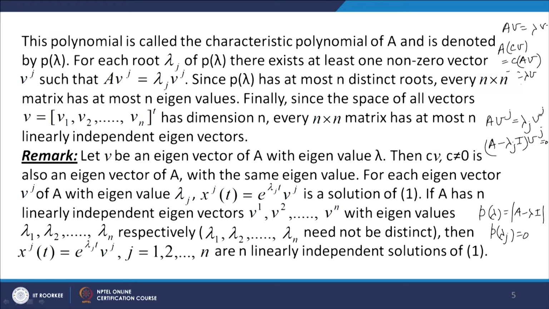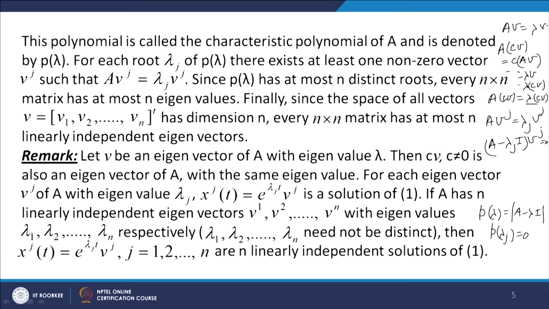So, we have A C B equal to lambda times C B. So, if V is an eigenvector of A corresponding to the eigenvalue lambda, then C V, where C is non-zero, is also an eigenvector. C is taken to be non-zero because if you allow C to be 0, C V will be a 0 vector, so it cannot be an eigenvector.